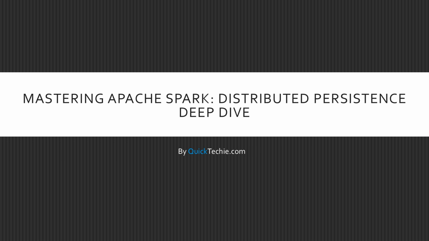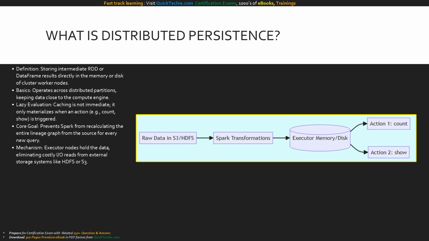Let's get started. Imagine reading a massive multi-terabyte file, applying highly complex filtering logic, and then running a query on it. Without persistence, Spark operates in a completely stateless manner, meaning it literally recalculates everything from scratch for every single query. Distributed persistence, commonly referred to as caching, is the powerful optimization technique of saving the intermediate results of your data frames or RDDs directly into the memory or disk of your worker nodes, which we call executors.